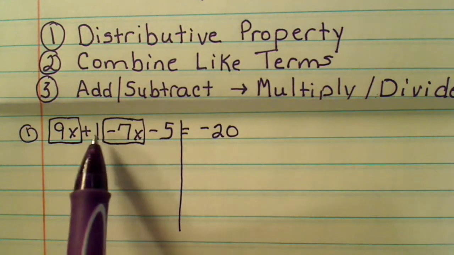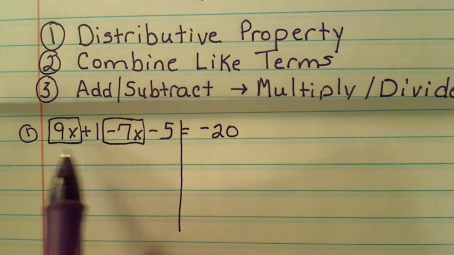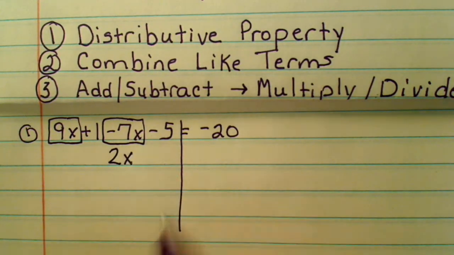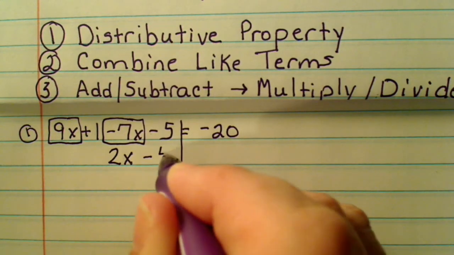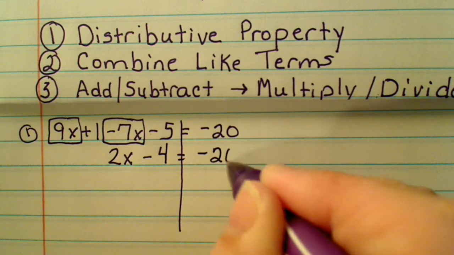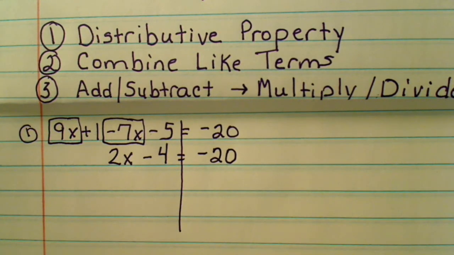These two we can combine because they don't have a variable. So 9x minus 7x is 2x. And then 1 minus 5 would give you a negative 4. And then I'm just going to bring down the negative 20. Now we have a two-step equation like we've been working on.